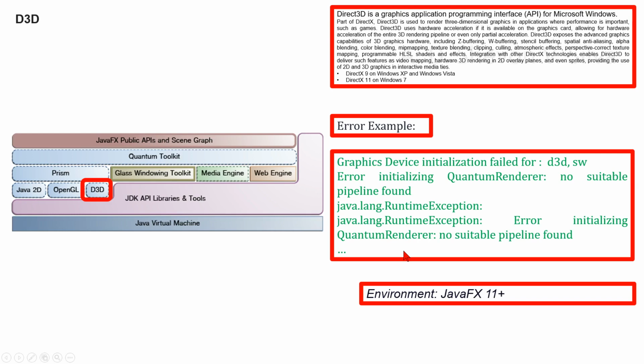As an error example, we can consider this error message occurring in an environment with JavaFX 11 or higher. Graphics device initialization failed for D3D, SW. Error initializing quantum renderer. No suitable pipeline found, etc.